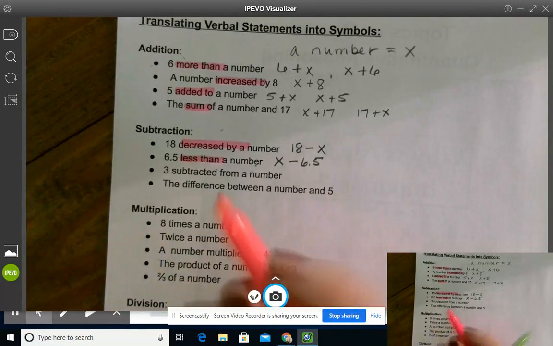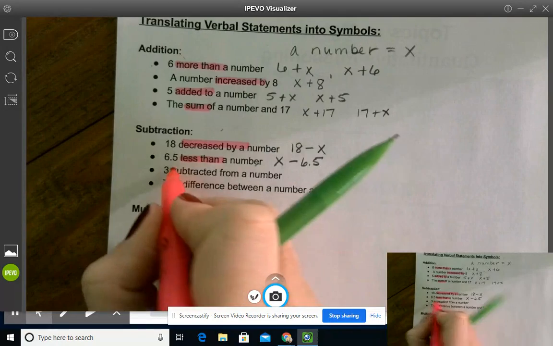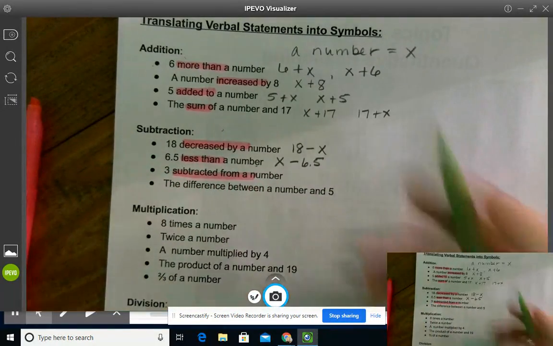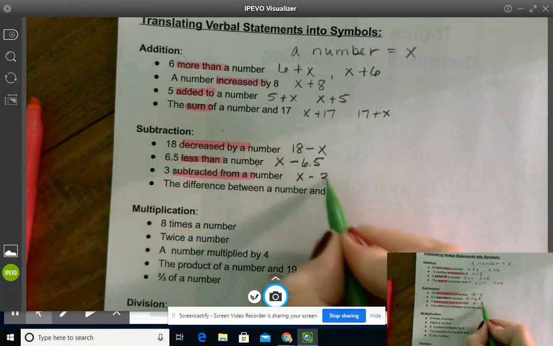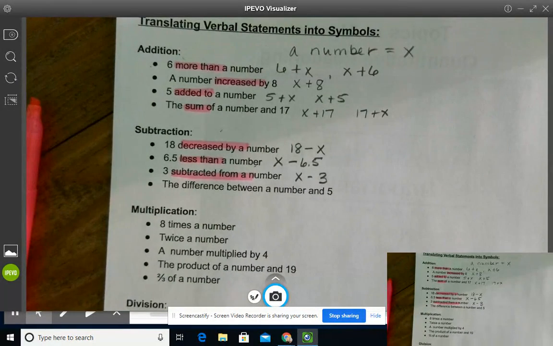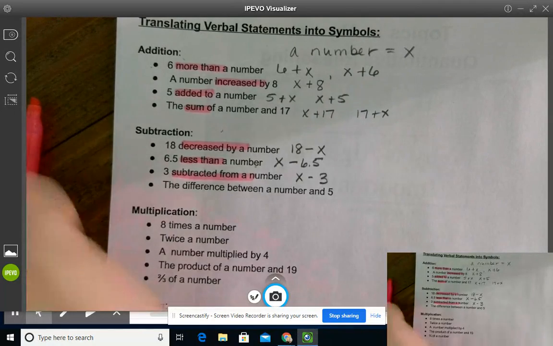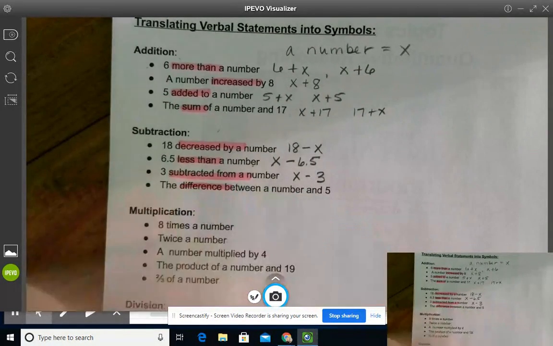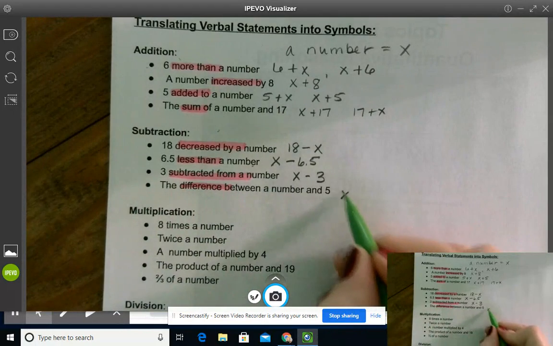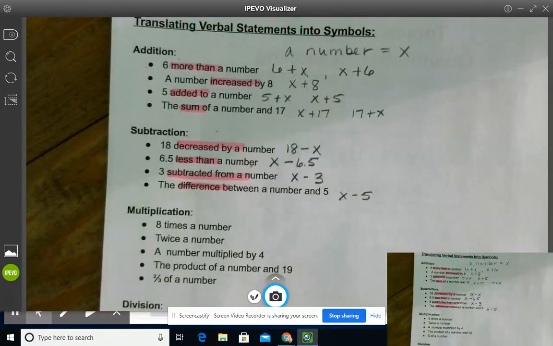The next one is kind of the same idea, 3 subtracted from a number. Which means you're taking the number and subtracting 3 from it. So just making sure we've got our subtraction in the correct order. And then "difference," probably the most common one, the difference between a number and 5. And when they say it like that, you write it in that order. So the difference between a number and 5, x minus 5. Questions on addition and subtraction?